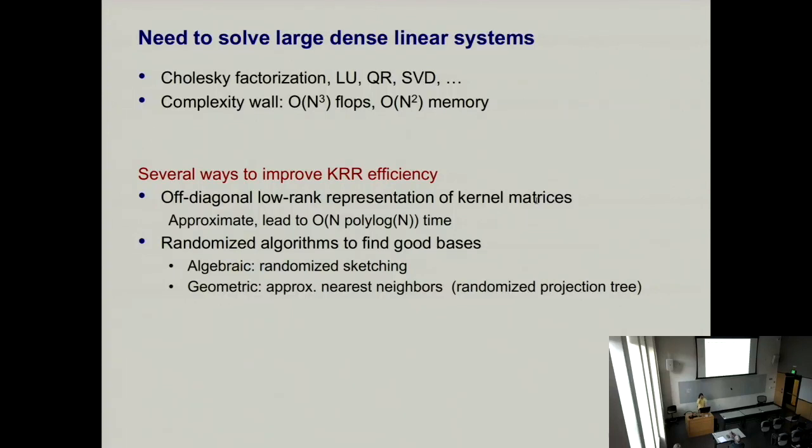So one of the ways our group specifically works on is the off-diagonal low-rank representation of this kernel matrix. And another thing, which is more internal, is to use some randomized algorithm to speed up, to find an orthogonal basis in a better way, if you think about randomized SVD, this kind of operation. But of course, this is not the only way to do that, and you can use some other techniques.